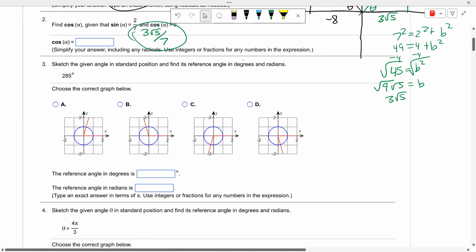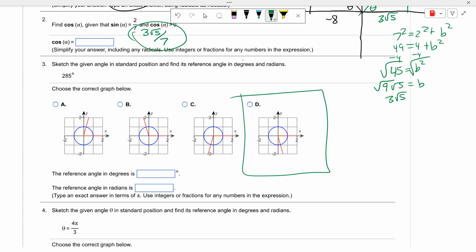285 degrees. Where's that angle? 285. A, B, C, or D? D. It is D. Because 270 is straight down, so not in quadrant 1, 2, 3, it's in quadrant 4. The reference angle. A reference angle is how far the angle is from the nearest x-axis. One more time. A reference angle is how far an angle is from the nearest x-axis.